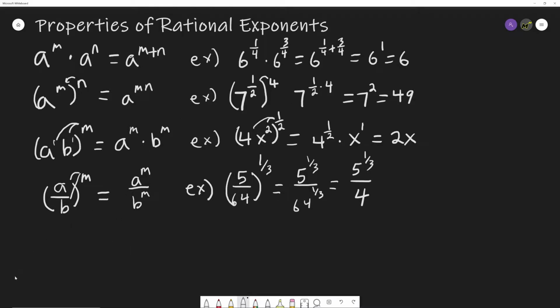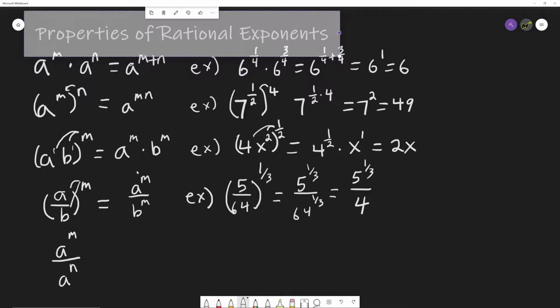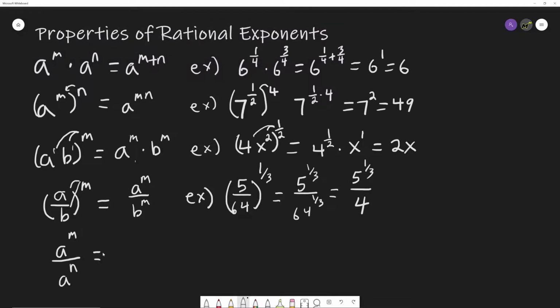Let's see, another example. Let's say we had a to the m over a to the n. Whenever we have the same bases, a here, they're dividing each other. Look up here: when we multiplied them, we ended up adding exponents. Here we're dividing our bases, so we're going to end up subtracting our exponents. So it'll be m minus n. Nice example of this.